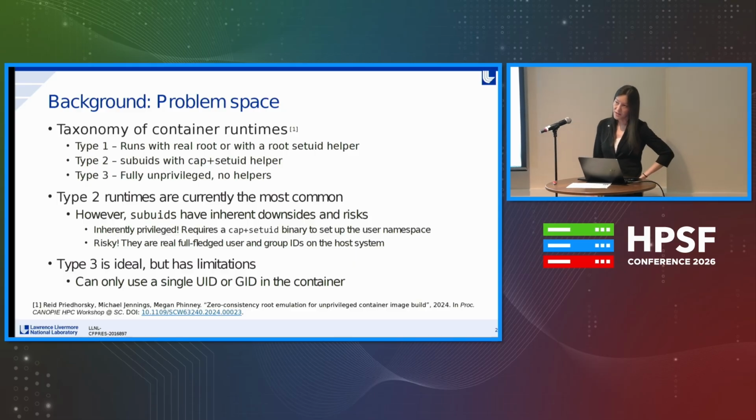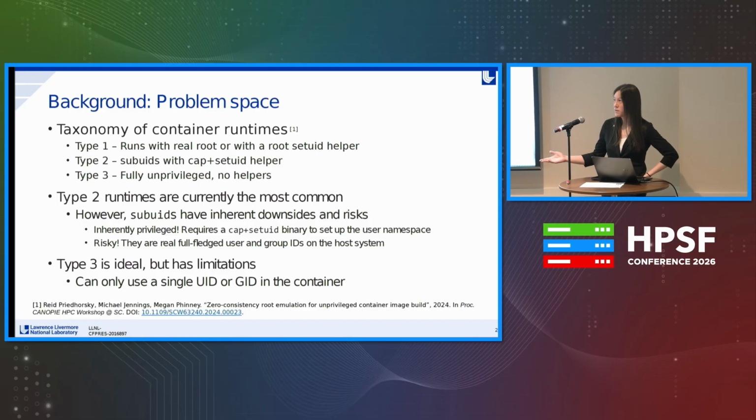So at the moment, type 2 runtimes are the most common. These are things like Podman, and I believe Singularity and Charliecloud still fall into this for the most part. Podman is kind of weird because it does work in type 1 mode if you are root, but it works in type 2 mode if you're not root and you don't have any extra permissions.